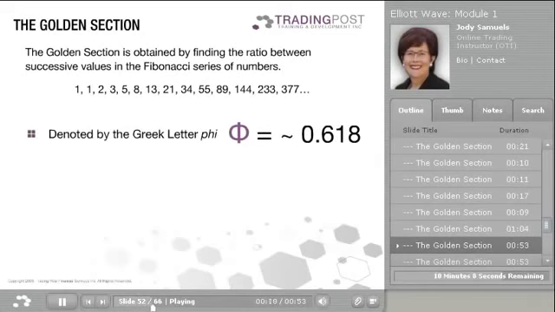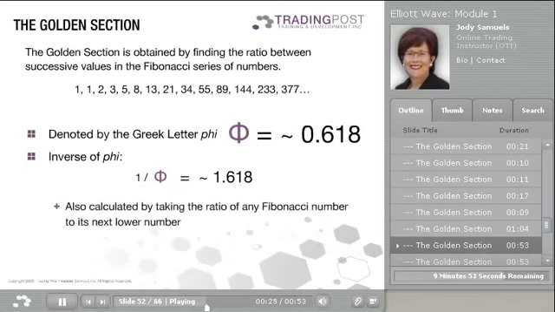As discussed, 1 over phi is the inverse of 0.618, which is 1.618. 1 over phi, or 1.618, is also calculated by taking the ratio of any number to its next lower number. For example, 34 divided by 21 equals 1.619. 55 divided by 34 equals 1.618. And 89 divided by 55 equals 1.618. The higher the numbers go, the closer the ratio is to 1.618.